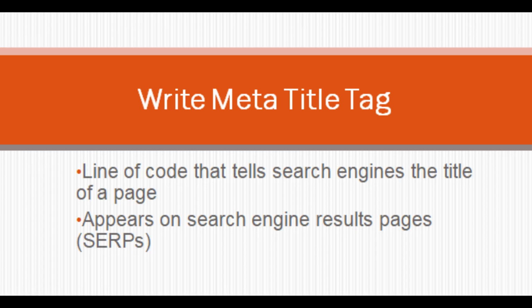Don't forget to optimize the meta title tag. A meta title tag is a line of code that tells search engines the title of a page. It's also the title that appears on search engine result pages. Add a meta title for your page that has fewer than 60 characters. Include the primary keyword near the front of the title.